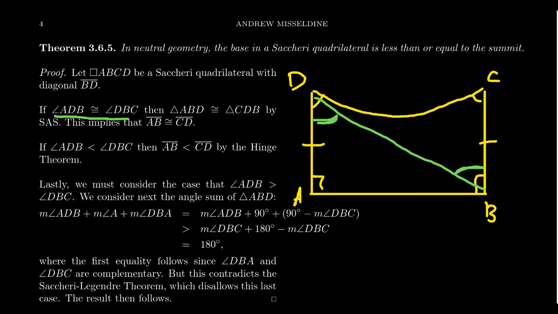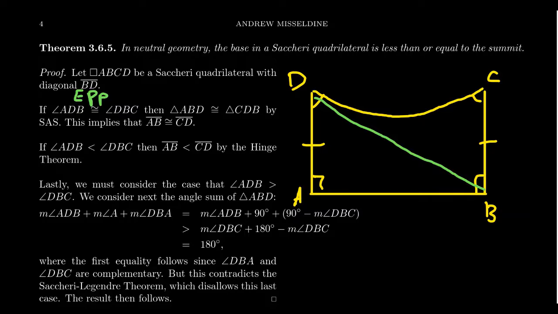It could be that these angles are congruent to each other. If these angles were congruent, then these two triangles, ABD and CBD, would be congruent to each other by side angle side, which then would give us that their corresponding sides, in this case the base and the summit, would be congruent to each other. So in that situation, we would have our statement: they are actually equal to each other. Be aware that this assumption is going to give us the Euclidean parallel postulate, because the assumption there gets that the summit angles are both right angles.